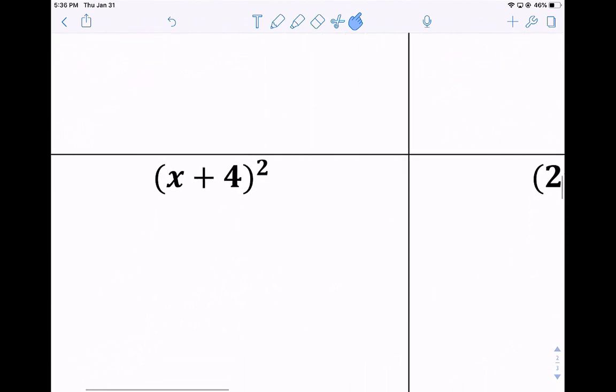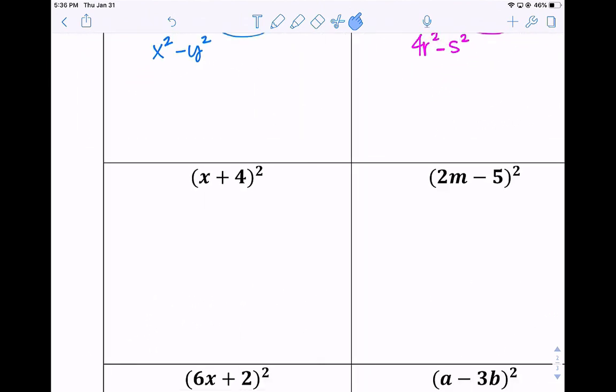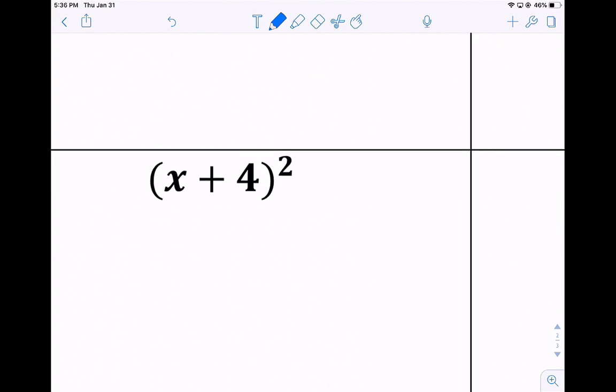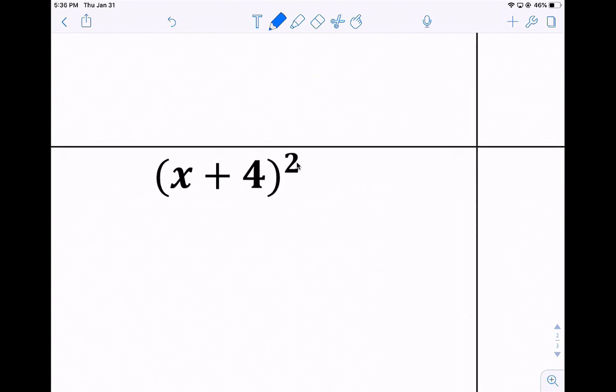Okay, so now I have another 4 problems that are a little bit different. So we have x plus 4 squared. The most common mistake that students make here is they try and just say, oh, I do x squared and then 4 squared to get 16, so my answer is x squared plus 16. But what's really important is you remember that squaring something means to multiply it by itself. So if I'm squaring x plus 4, that means I'm multiplying x plus 4 times another x plus 4. And when I do that, I'm not going to get x squared plus 16.